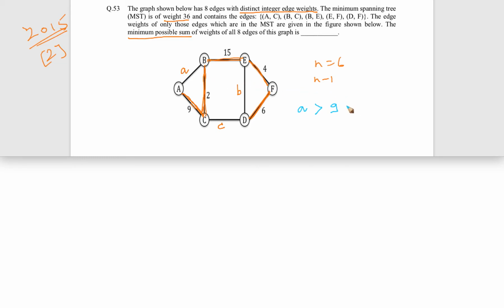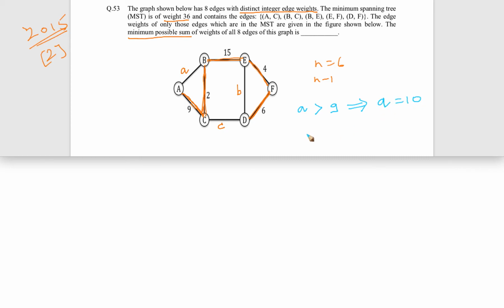But what is bigger than 9? Can it be 9.5? No, because it has to be integral. And can it be 9? No, because it is said that the weights are distinct. So it has to be 10 only. So A is equal to 10. That is the only option.